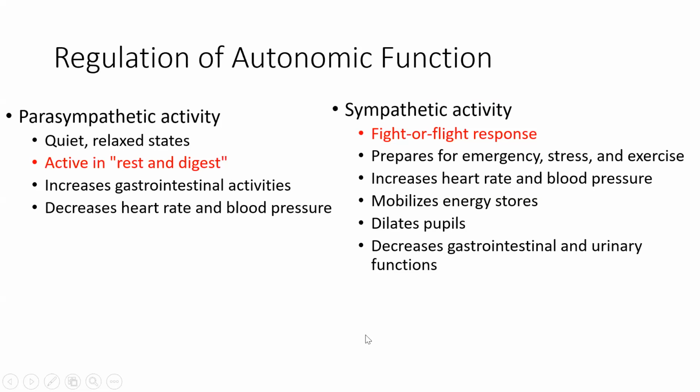All right, so we're gonna wrap up here by connecting how all of this is interrelated to each other. So the regulation of the autonomic function we talked about happens with the balancing of these two divisions of the nervous system. And we mentioned here that parasympathetic is responsible for quiet, relaxed states. We mentioned this as being the rest and digest state of the body. This increases gastrointestinal activity. So think about more blood being shunted towards your GI organs and away from your skeletal muscle.